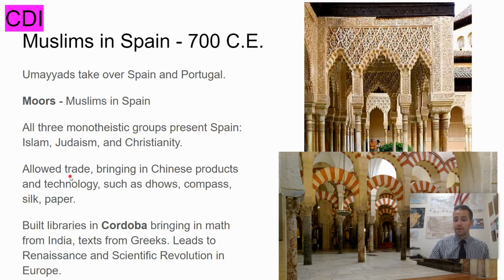What we're going to see on our next slide is that the Muslim world has access to all of the technology that we talked about with the developments in East Asia. We talked about the compass, the astrolabe, the Chinese junk, woodblock printing, paper, and silk. All of those things are going to eventually get to Spain and the rest of Europe via the Muslim world.